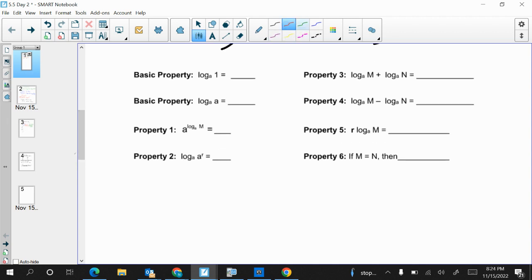And those are from up above. We know if we are adding two logs together, we could just do log base A of m times n. So we can multiply them together inside. All right. Similarly, if we are subtracting, log base A of m divided by n.